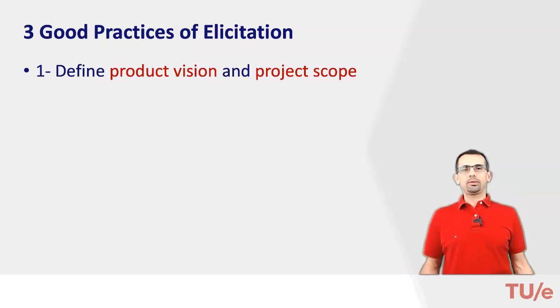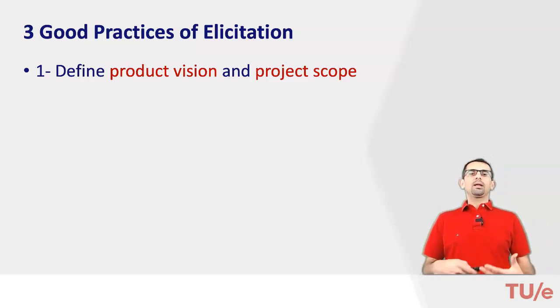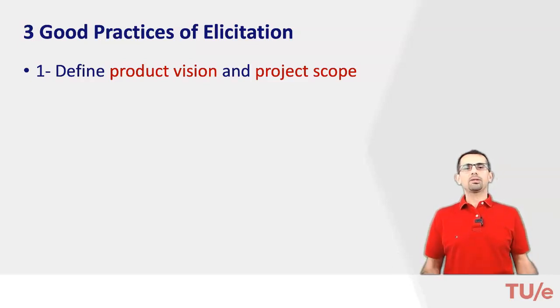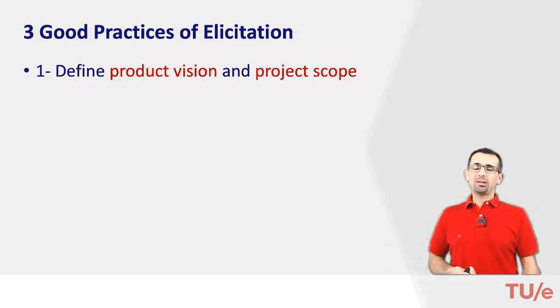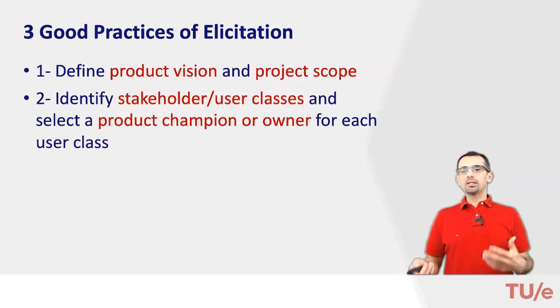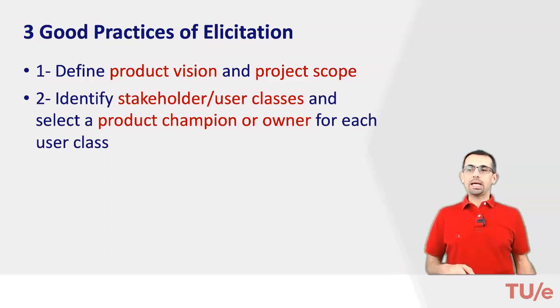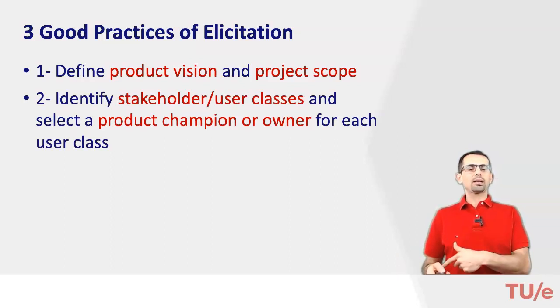Now, what are these good practices? Define a product vision and project scope. First of all, define what this software, what this system should do. Define your business requirements and scope them properly so that everybody expects the same thing from this particular software. What are the objectives and so on. Basically, this is business requirements. Define them properly.